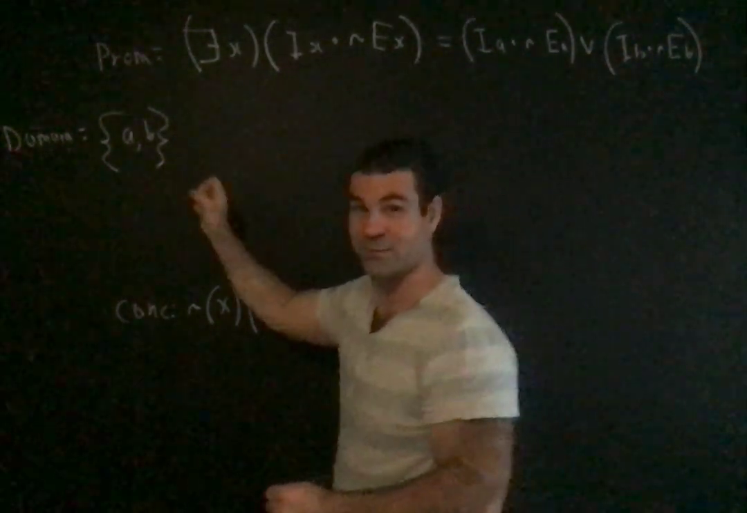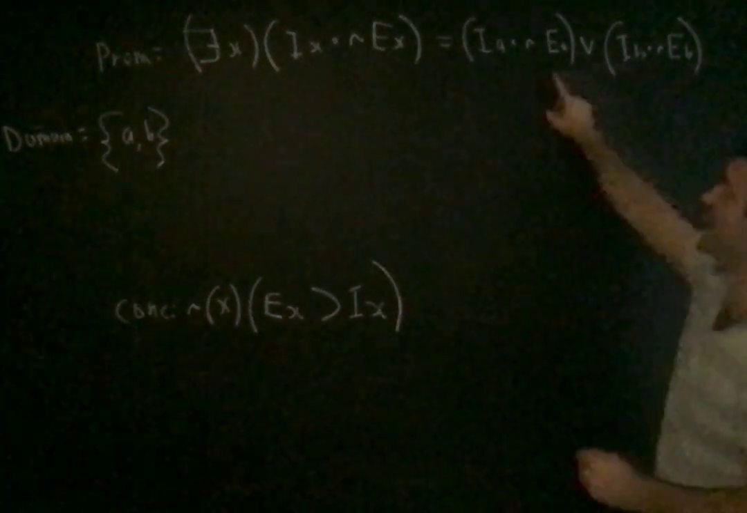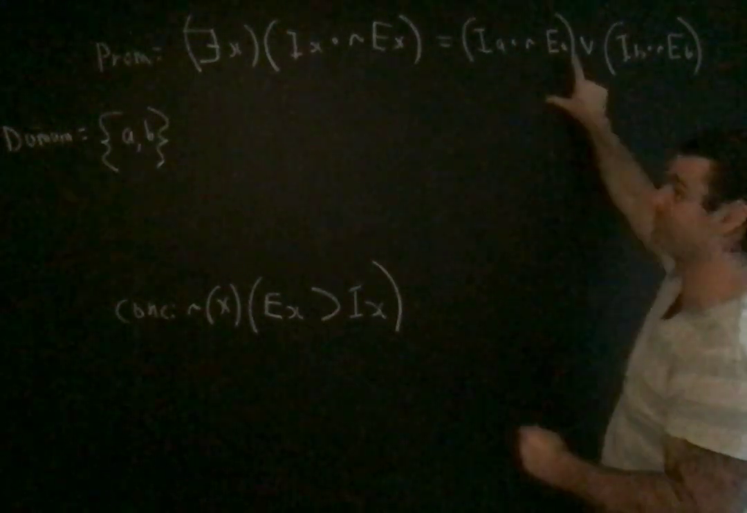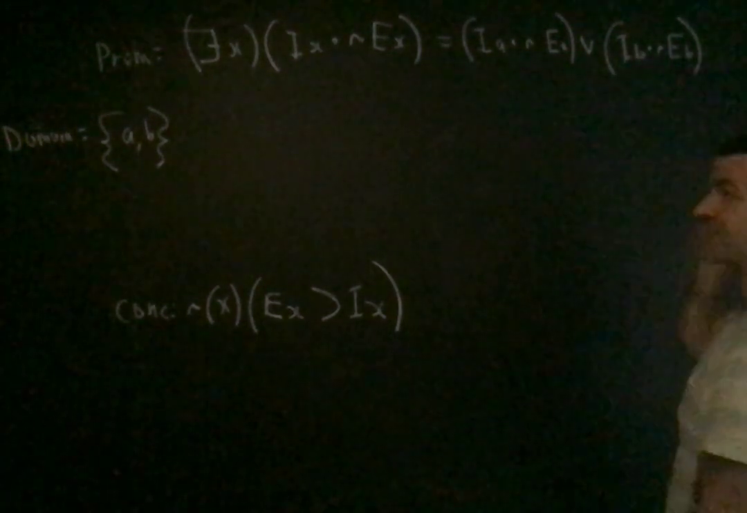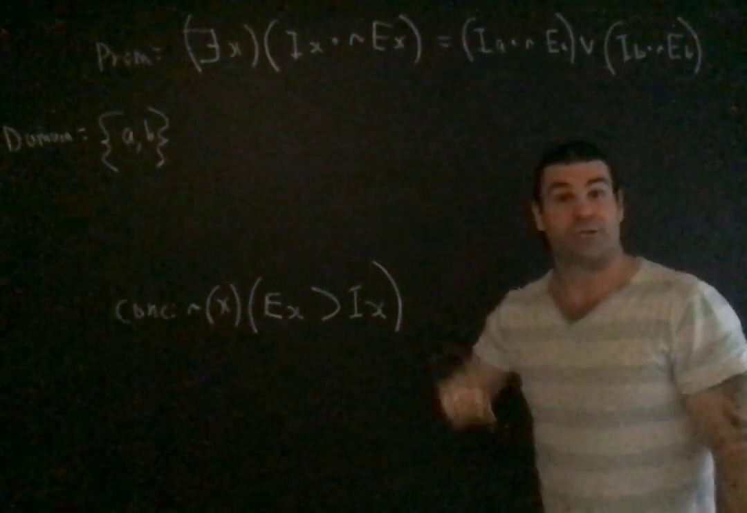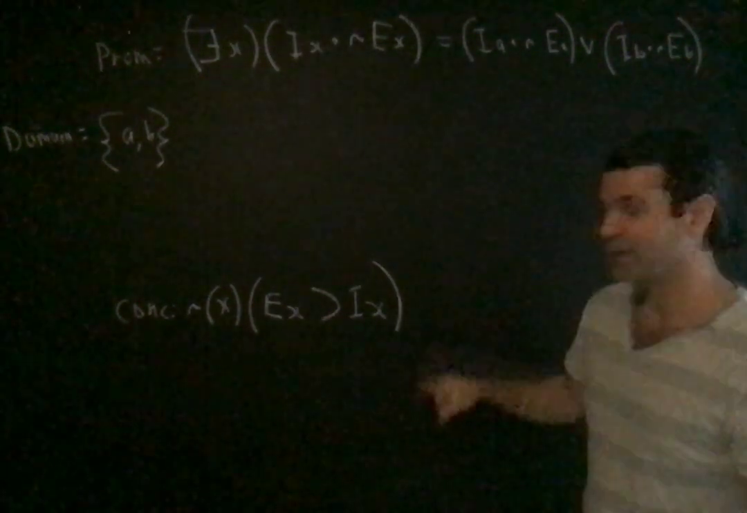Something, okay? What are the two things? It's A and B. So either, disjunction, either A is I and not E, that's what this says, or B is I and not E. Okay, the conclusion here is a bit tricky. You've got a negated universal, right?